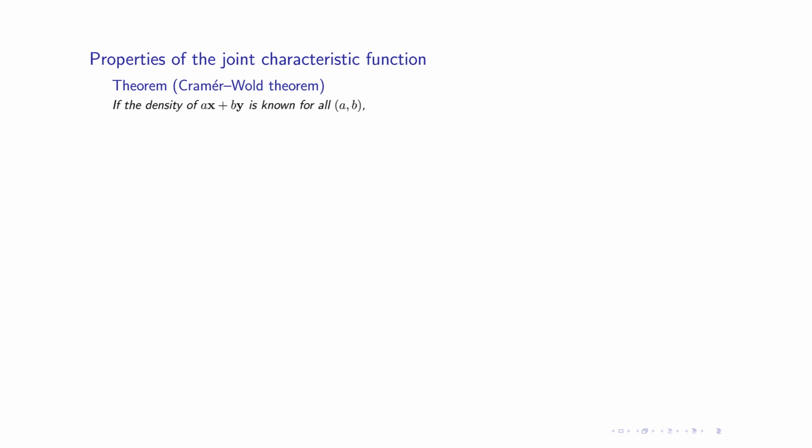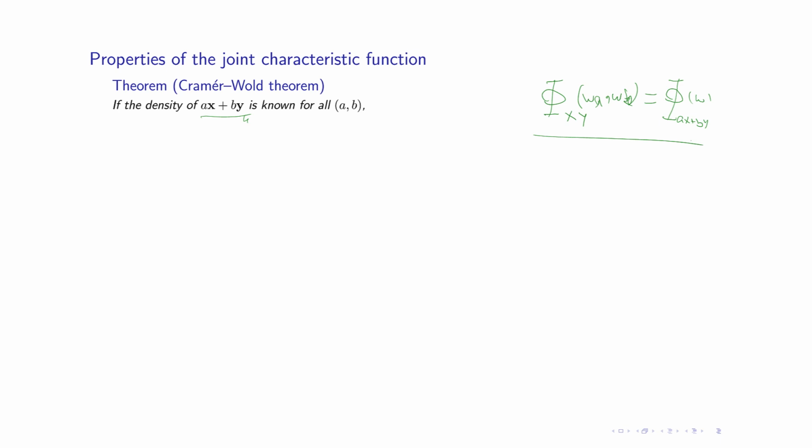Another example of the usefulness of the characteristic function is the Cramér-Wold decomposition. If we have the joint characteristic function phi x y of omega 1 and omega 2, then I could easily calculate the distribution of this one, which is going to be equal to, you replace omega 1 by a omega and omega 2 by b omega. So this is going to give me the characteristic function of ax plus by of omega.